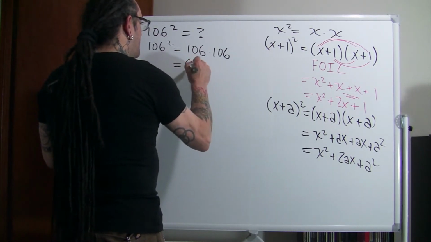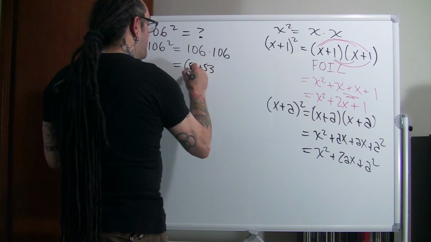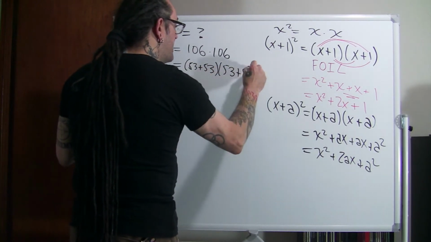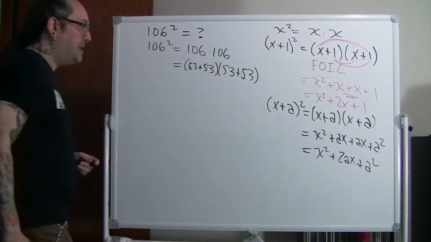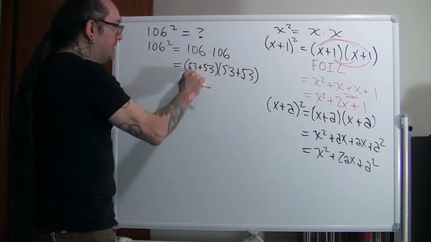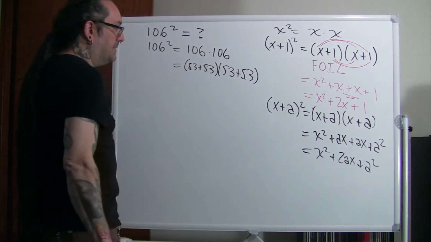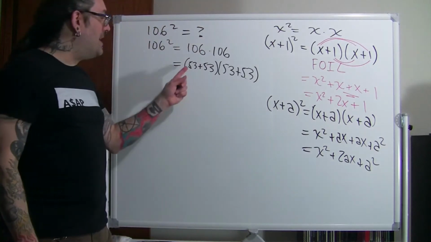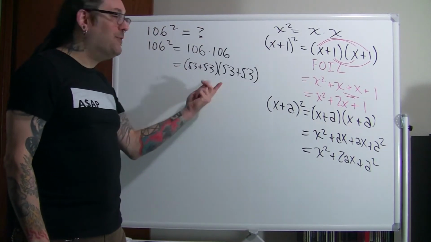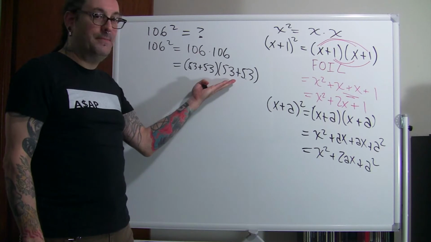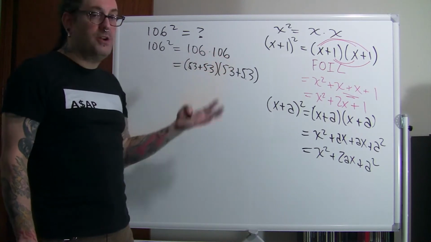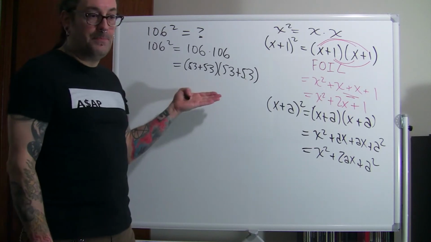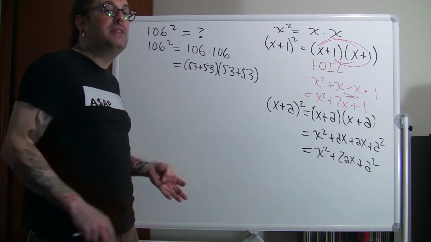I could say 53 plus 53 times 53 plus 53. I could totally do that, right? 106 times 106. But when I do the first, I have 53 times 53. Who wants to deal with that? I want to deal with that as much as I want to deal with 106 times 106. It actually doesn't help me, because 53 is not a convenient number.